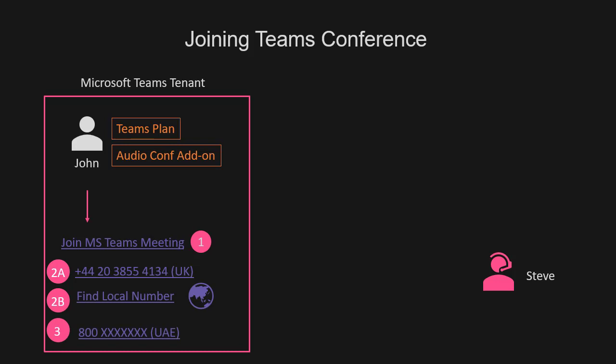What John can do is assign a toll-free number to his Microsoft Teams tenant or the conference bridge. Now, when John schedules a meeting, his meeting invite includes the UAE toll number. Now Steve, who lives in Dubai, can call that toll-free number in the UAE and join the meeting.